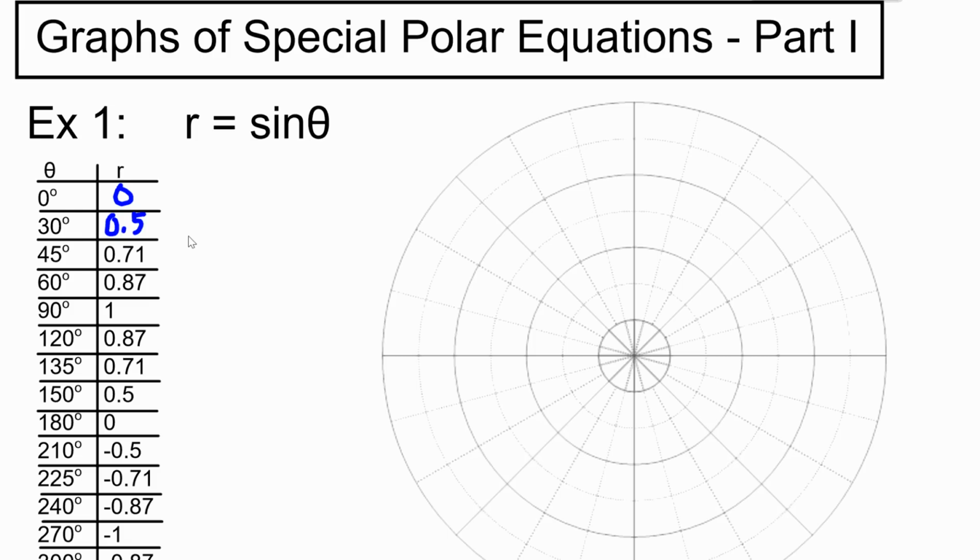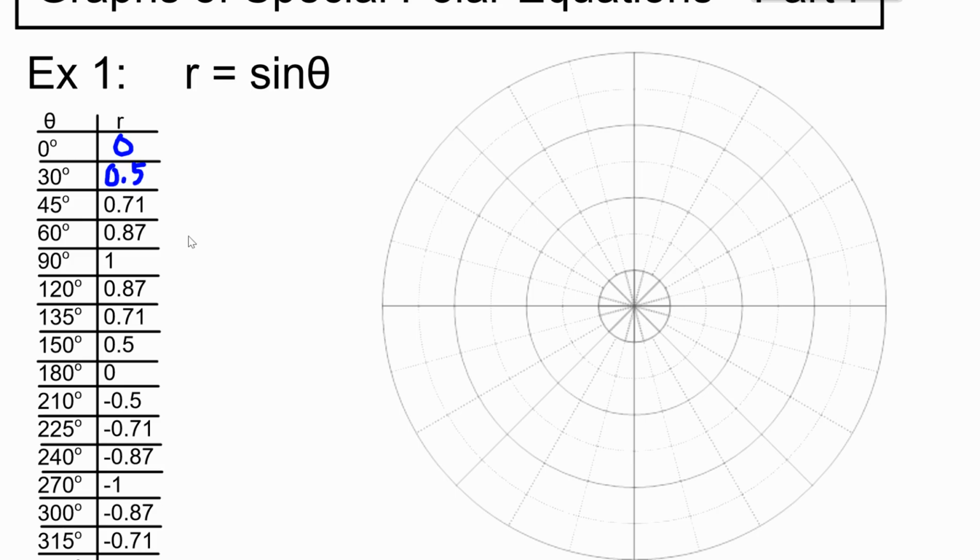So I've got my table already pre-filled in, and then I'm going to graph these points. I'm going to graph 0, 0. Then I'm going to graph 30, 0.5. I'm going to make 4 lines be 1, so 0.5 is going to be 2 units out, right there. Then 45 will be 0.71. If this is 0.75 here, it's going to be right before the third circle. So there's 45, 0.71. Then 60 is going to be 0.87, somewhere out here. And then 90 is going to be 1.